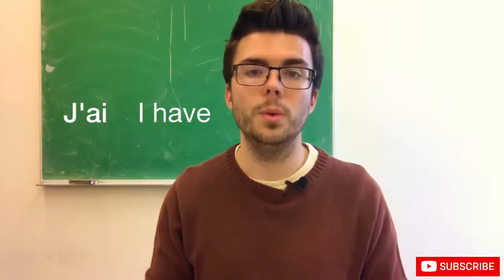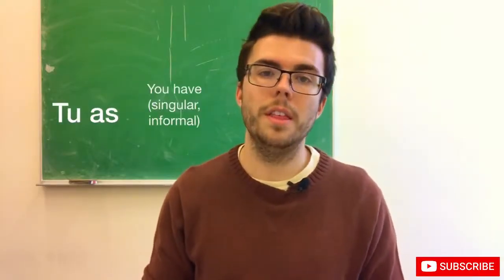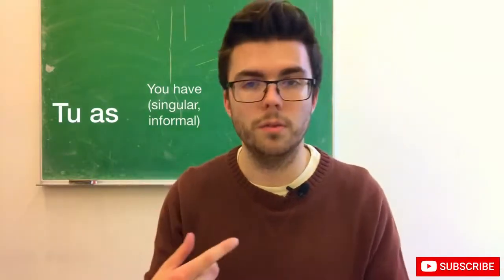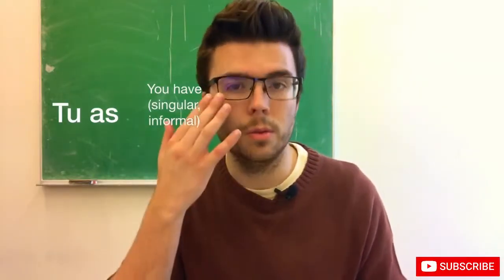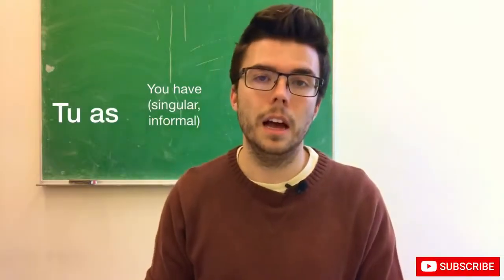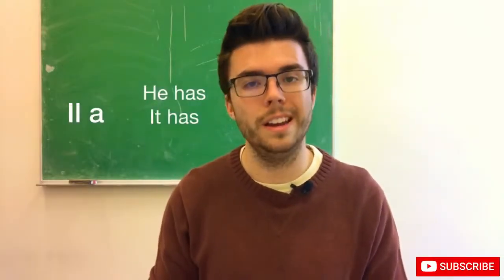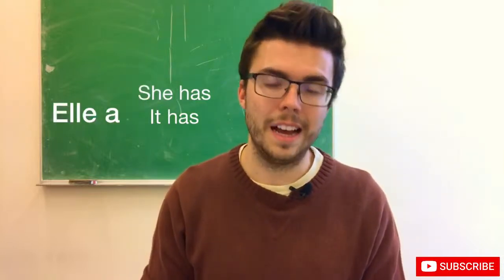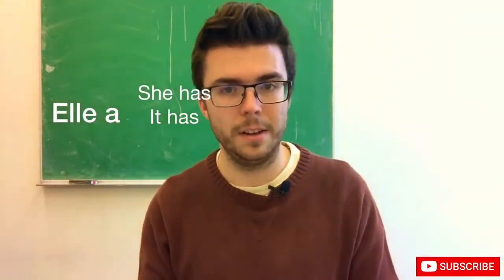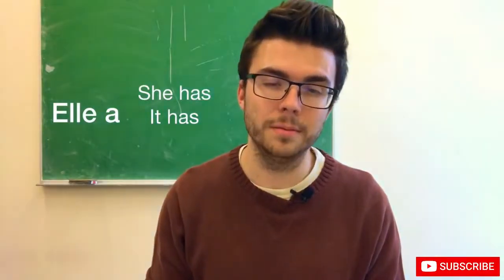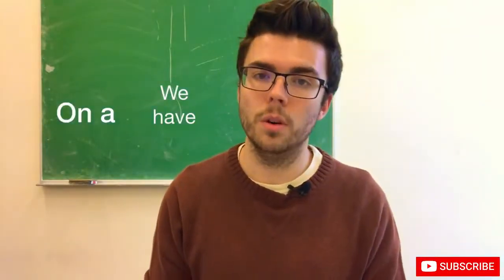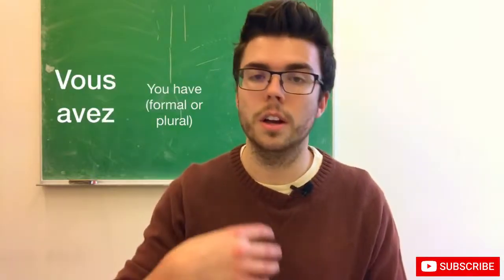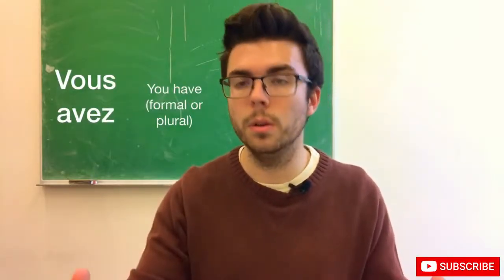The next one is tu as, you have. Remember that this you is used for a person who you want to speak with informally, such as a child or a person that you know really well. Next is il a, he has, or it has, for masculine nouns. And then elle a, she has, or it has, for feminine nouns. The next is on a, we have. Nous avons, we have. Vous avez, you have, for when you're talking to multiple people or when you're talking to someone formally.